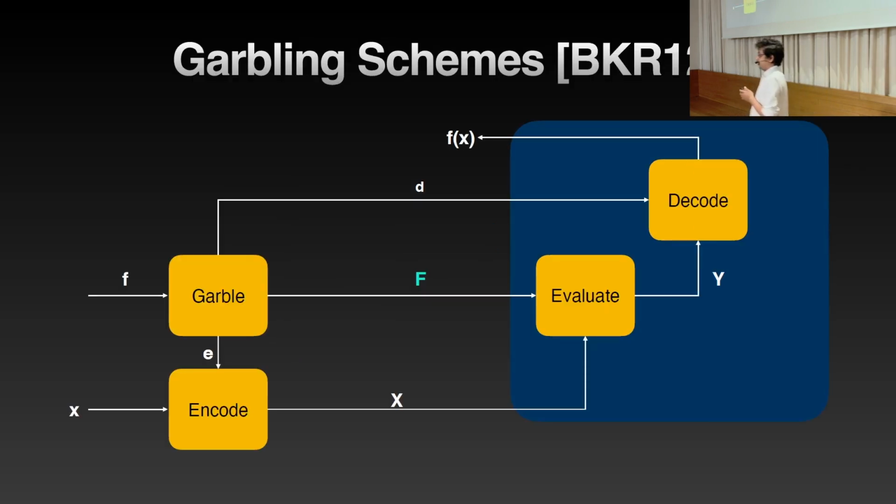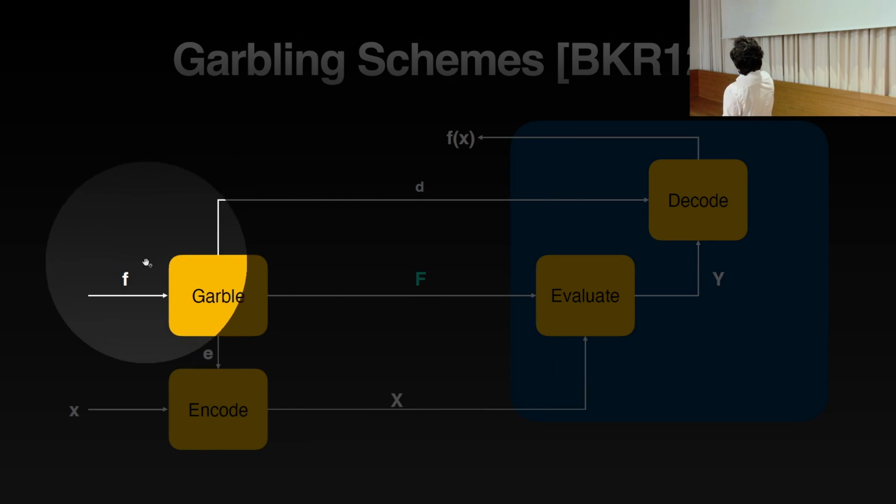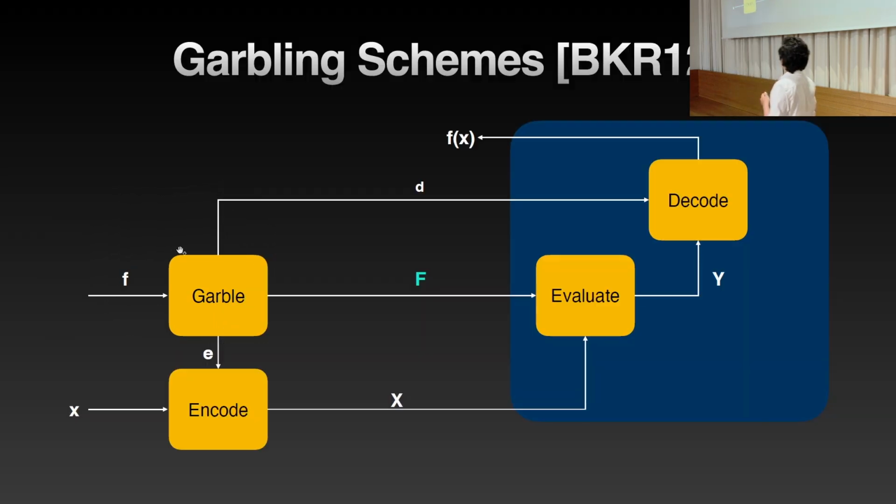There was a formalization of a garbling scheme as a cryptographic primitive, where you have your function f that is taken as input by the garble algorithm and produces an encrypted form of that, called the garbled circuit. And then you send encoded inputs, which can then be used to evaluate into an encrypted output, and then you use the decode to sort of get the output of the function from it.